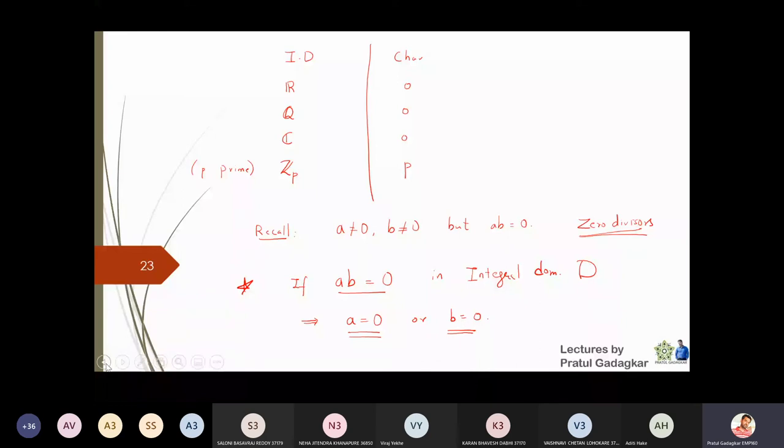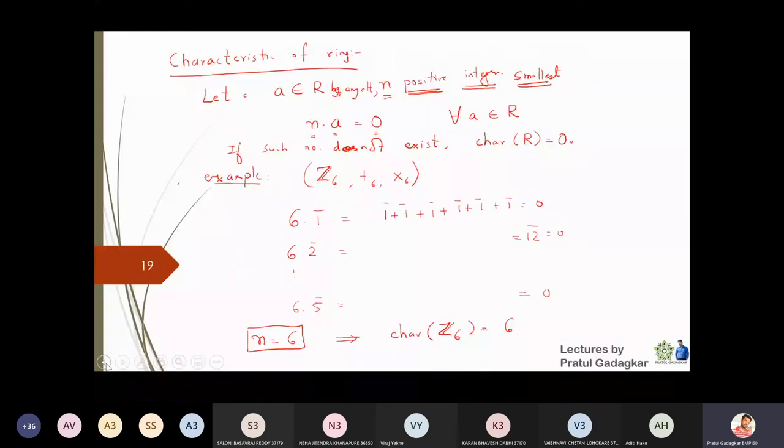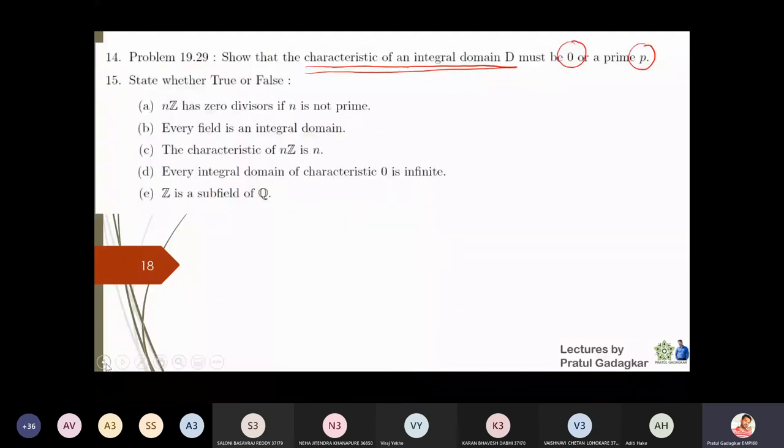Now let us quickly go through these true and false statements and try to answer them ourselves. NZ has zero divisors if N is not a prime. Now what is NZ? If I'm looking at the first set, what is NZ? Forget about this prime and non-prime. What is NZ?